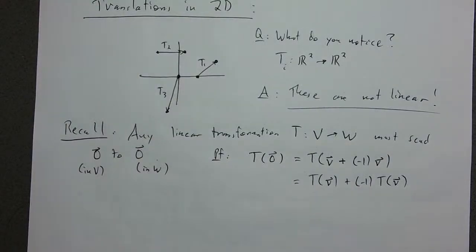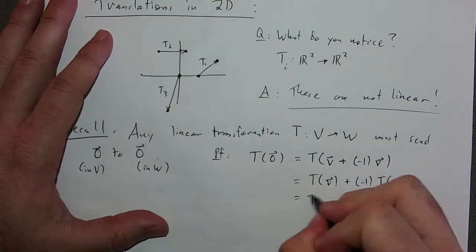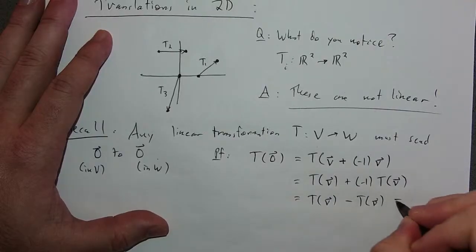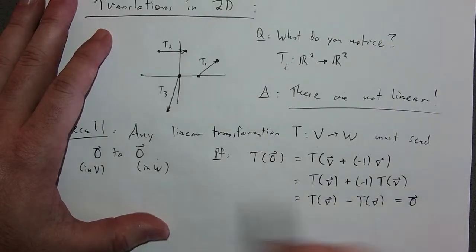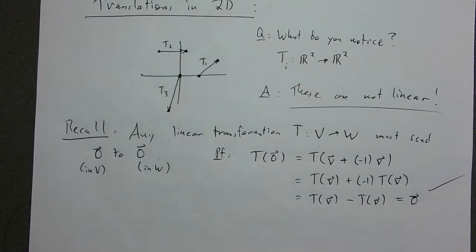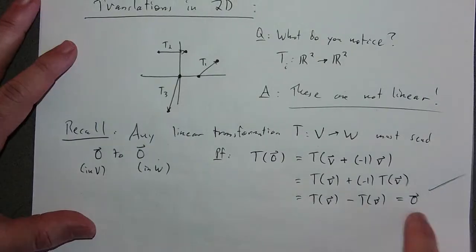This is T of V plus minus 1 times T of V, which is T of V minus T of V, which is the 0 vector in W, which is what it has to be. So a linear transformation has to send 0 to 0, right? It has to send the 0 vector to the 0 vector.